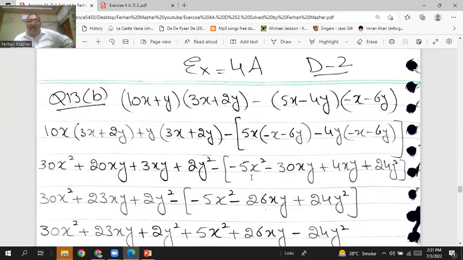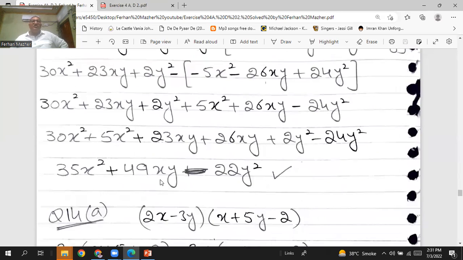It will give you minus 5x squared. It will give you minus 30xy. And this will give you plus 4xy. And this multiplication will give you plus 24y squared and the square bracket closed. This is 30x squared. And this will give you 23xy plus 2y squared minus square bracket minus x squared. These two will give you minus 26xy plus 24y squared and the square bracket closed.